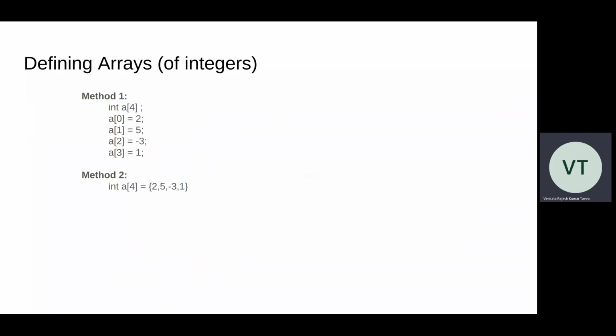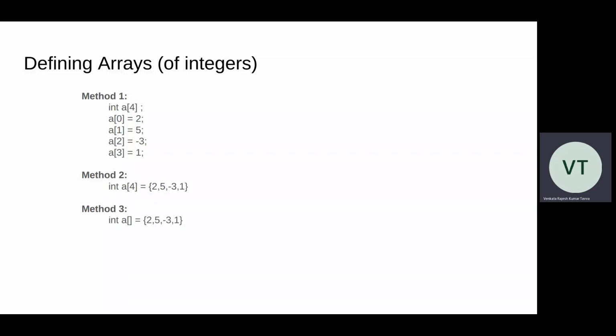Similarly for arrays, you can either declare and initialize in the same line, or you can declare first and initialize the array later. Right now they are shown in consecutive lines, but maybe first you declare the array, later you take the values from the user, and then you initialize those values in the array. This is another method.